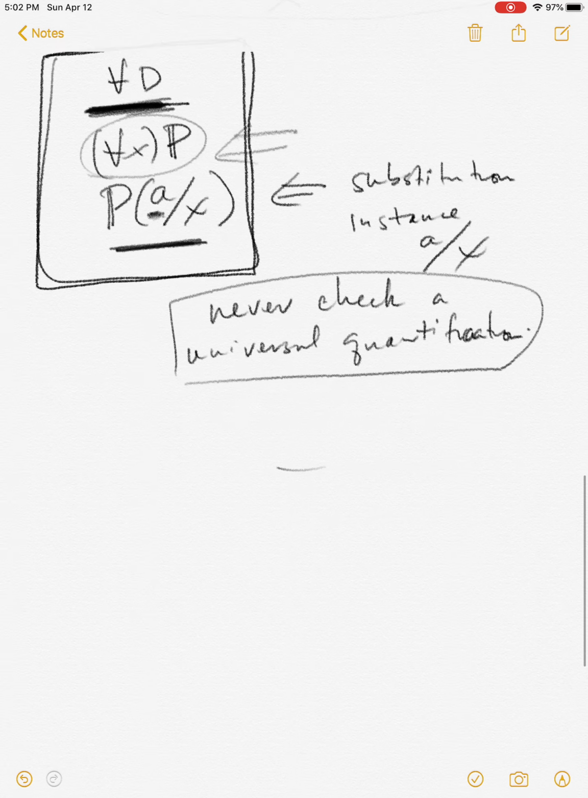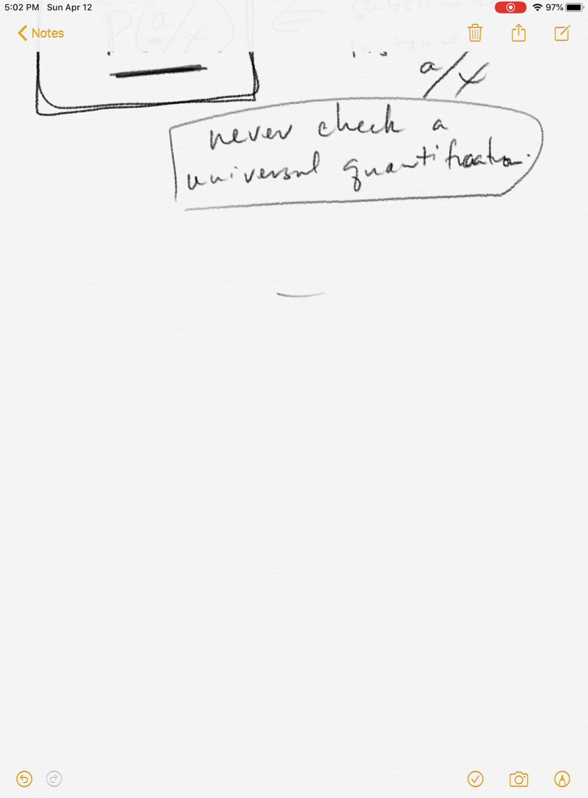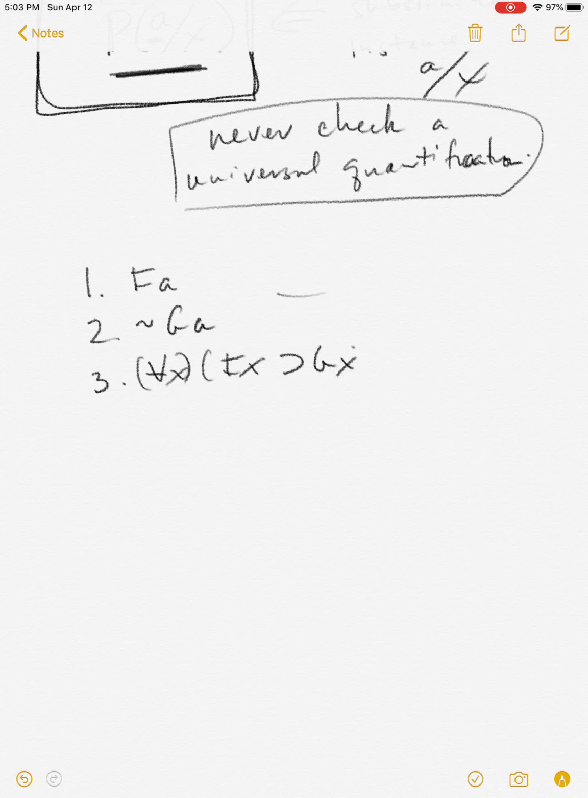It'll all become clear. So let's do this example, back to the set that we were looking at before. There were three members of the set: Fa, not Ga, and then finally for all x, Fx horseshoe Gx.